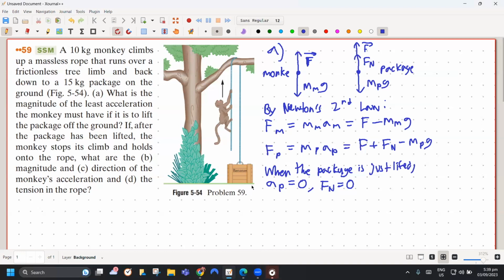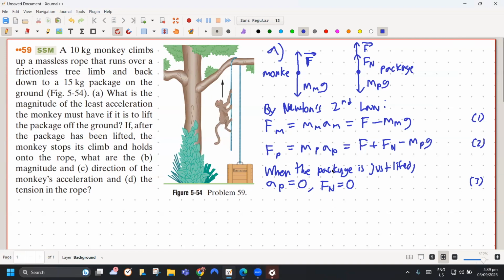Please put equation numbers, because I can't refer to the text without the numbers. Look at equation number 2 and 3. When just lifted, the acceleration of the package is 0 and the normal force N is 0. What does that say about the tension F?